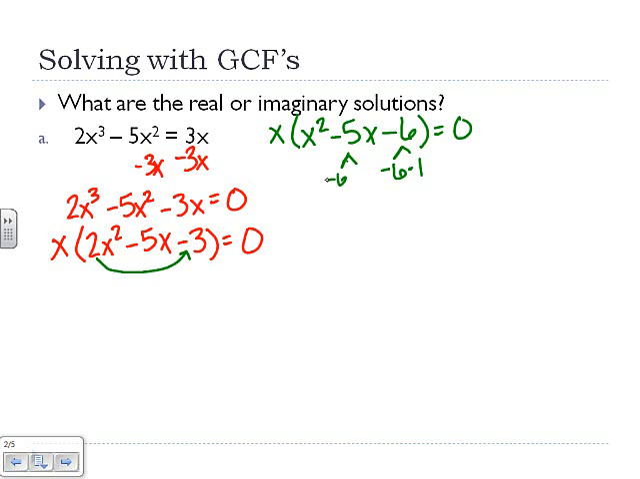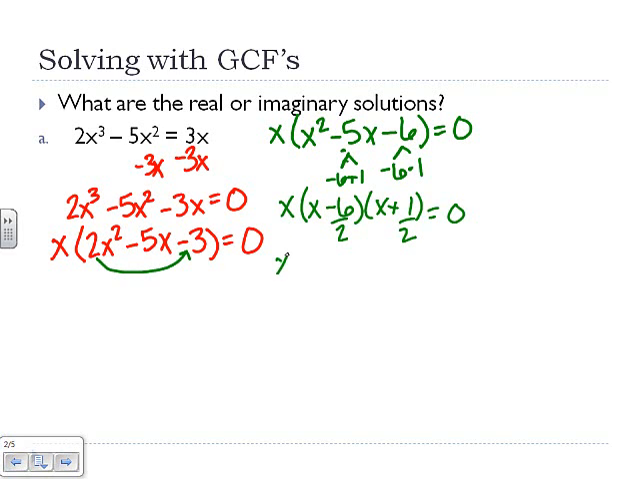And negative 6 plus 1 to make negative 5. So it factors as x times x minus 6 times x plus 1. Now if we multiplied by the 2 to change the problem, remember that we need to turn around and divide by 2. And we're still equal to 0.